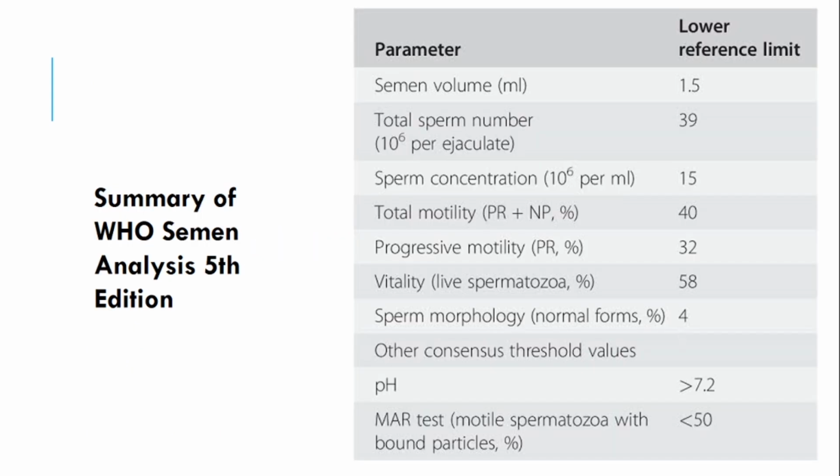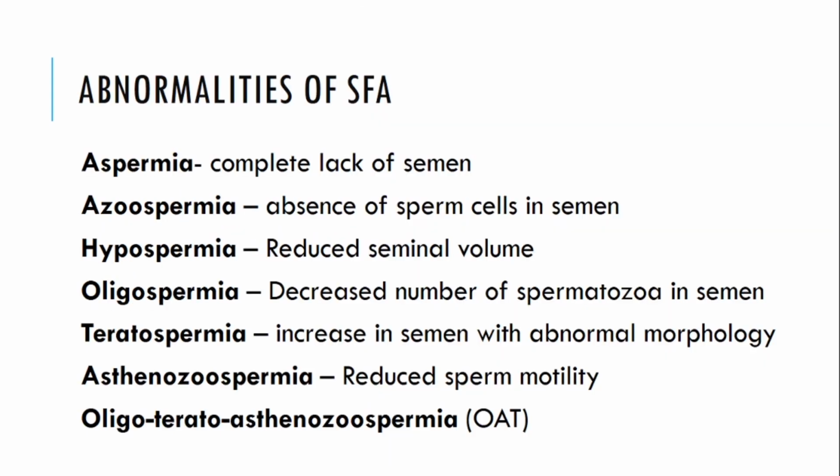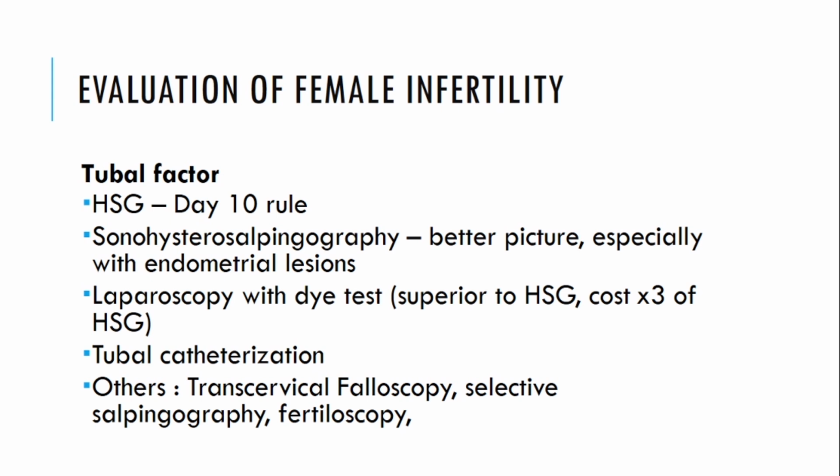Then the pH should be less than 7.2. Abnormalities of seminal fluid analysis are many, but not limited to these: aspermia, azoospermia, hypospermia, oligospermia, teratospermia, and asthenospermia. There can be a combination of the three: oligo, terato, asthenospermia. These are all abnormalities of seminal fluid analysis.